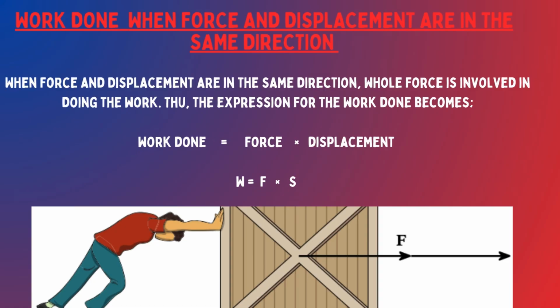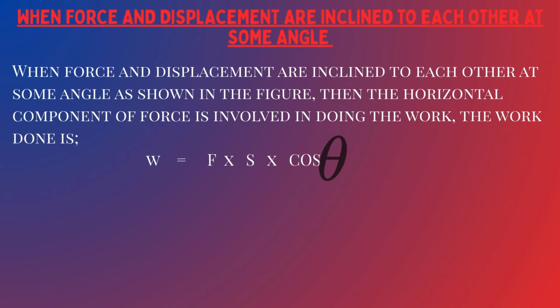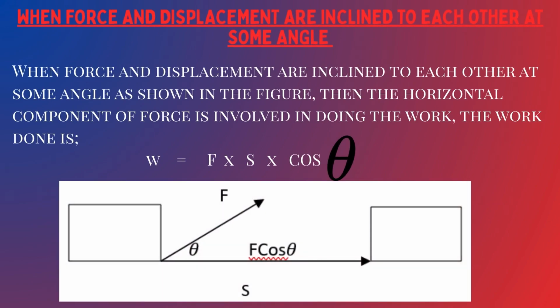That means we need to multiply applied force by the displacement produced, and we will get the work done. Now let's see the expression for the work done when force and displacement are not in the same direction but inclined to each other at some angle. When force and displacement are inclined to each other at some angle, as shown in the figure, then the horizontal component of the force is involved in doing the work.